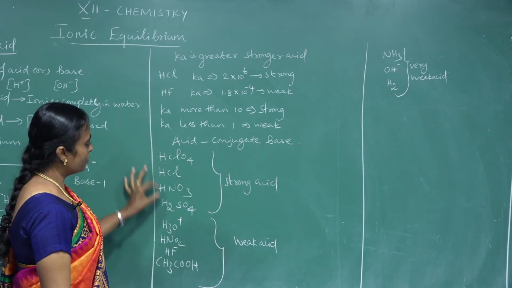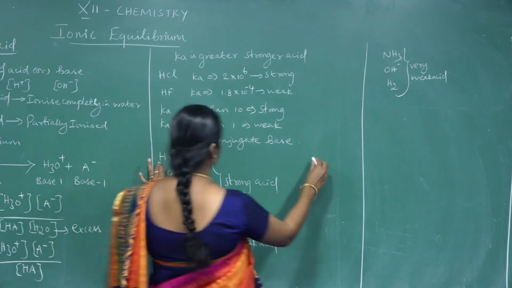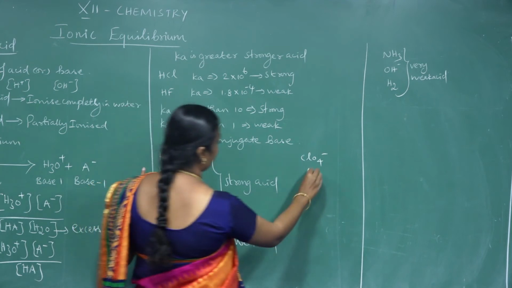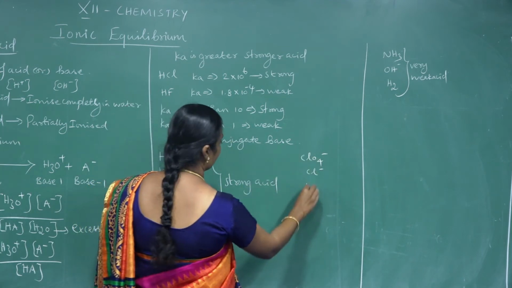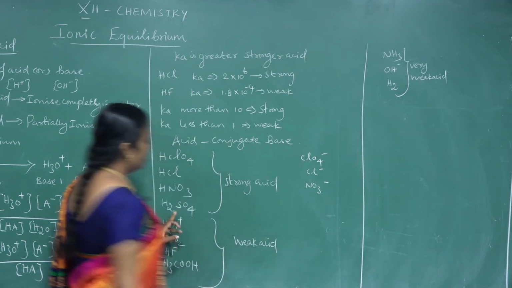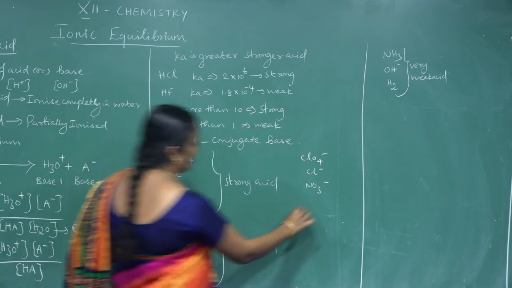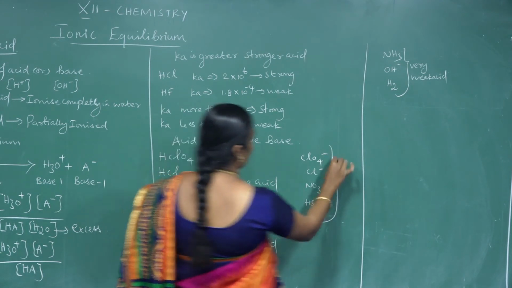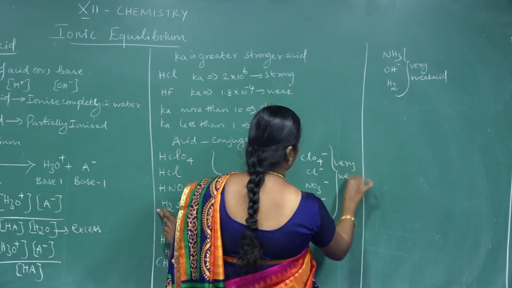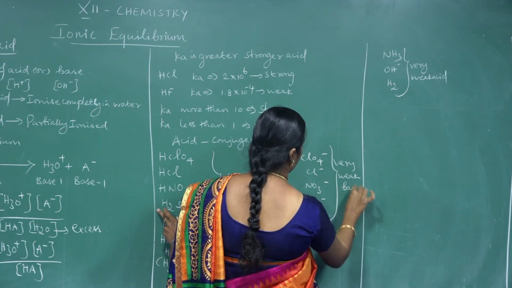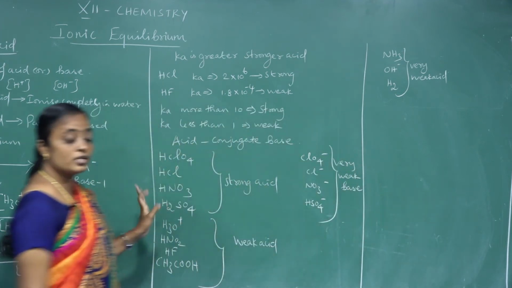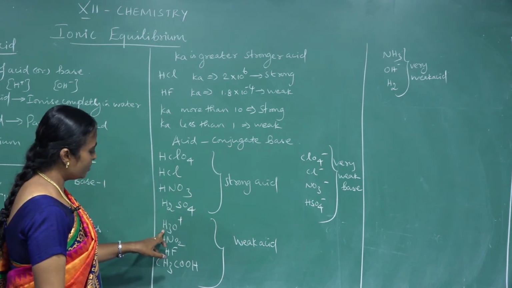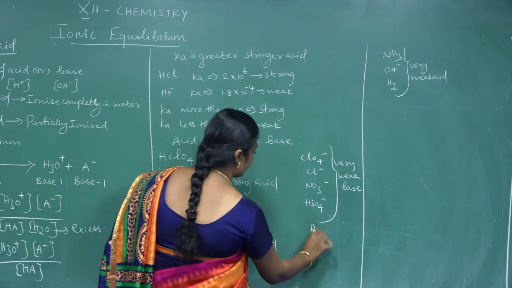The conjugate base of an acid: for perchloric acid it will be ClO4 minus, HCl will be Cl minus, HNO3 will be NO3 minus, H2SO4 will be HSO4 minus. These are taken as very weak bases. That is the conjugate base of an acid. And if you take hydronium ion, that gives water.